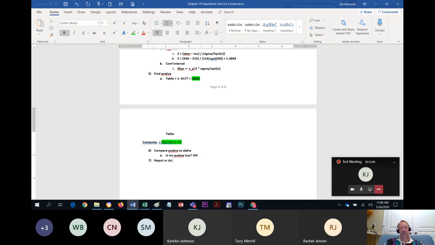So therefore, reject or do not reject. I would say do not reject, right? Because if it's low, you reject the H-naught, I think. Perfect. Do not reject, that is correct. Do not reject the null, okay? So then the last step is to write the conclusion in English, not statistician.